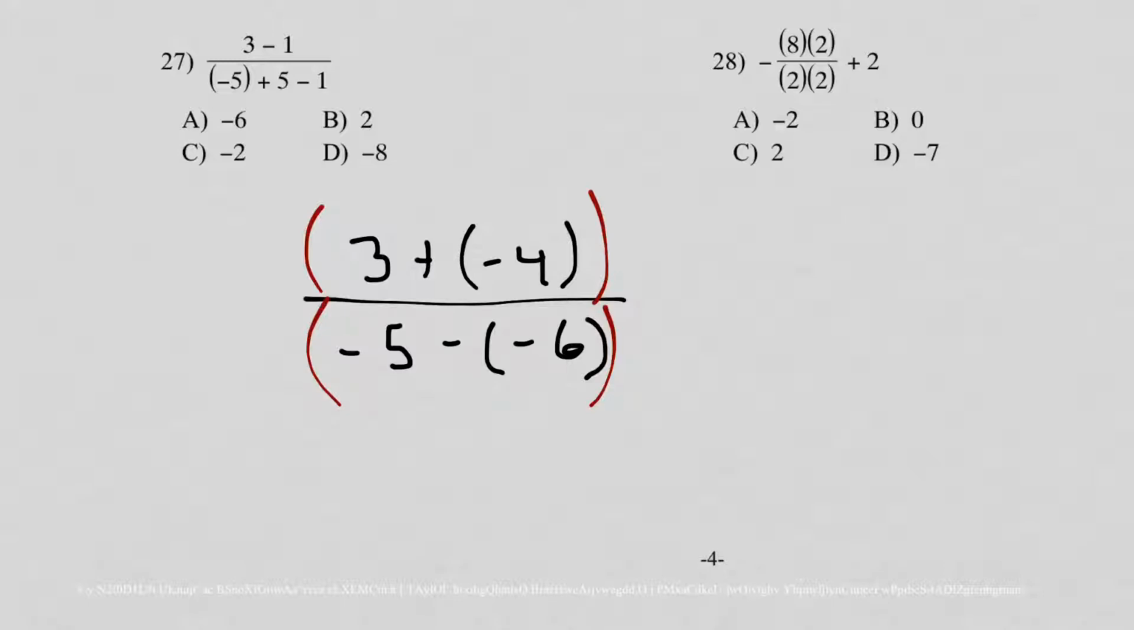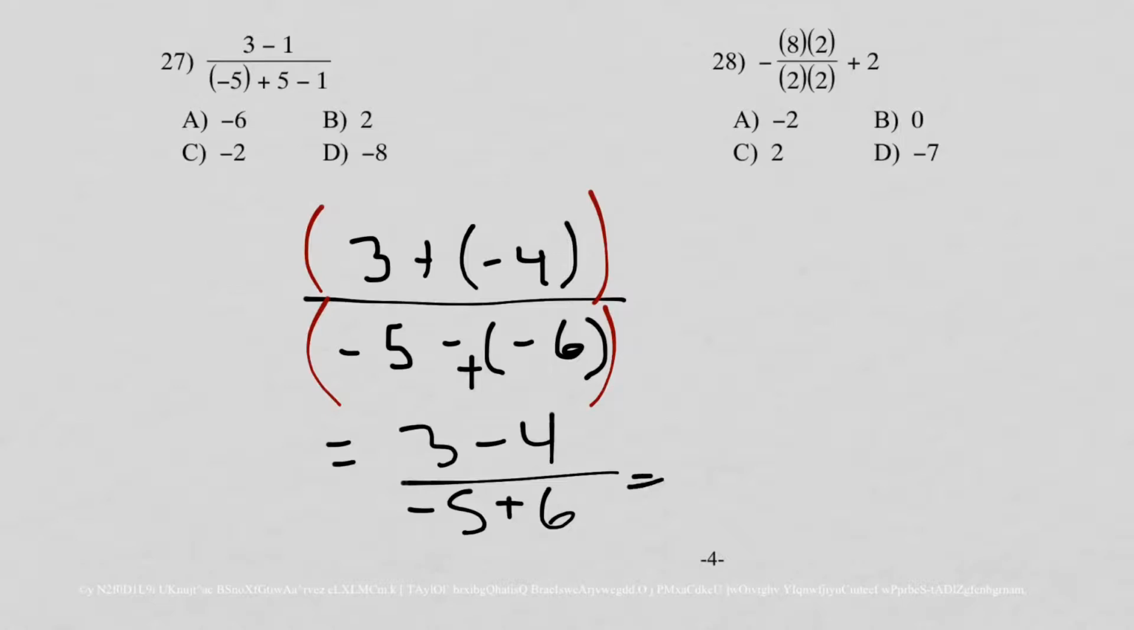So what that looks like is 3 plus -4 really means 3 minus 4 on top, and down the bottom, -5, well, double negative, that really means add, right? So -5 add 6. Now at the top we can do 3 minus 4 to get -1. On the bottom, -5, so we're 5 below, we go up by 6, we end up at +1, and when we divide a negative divided by a positive, the result's negative, and 1 divided by itself is 1.